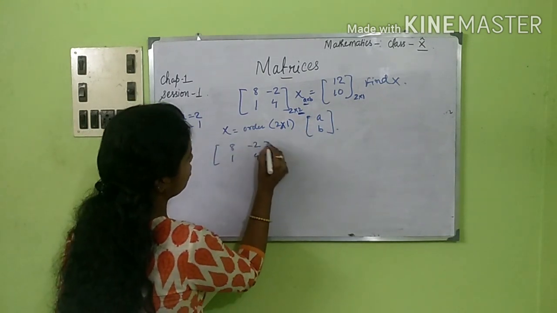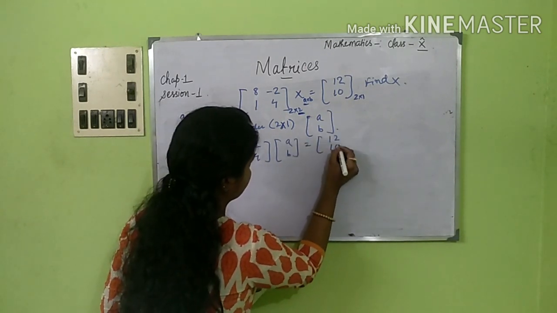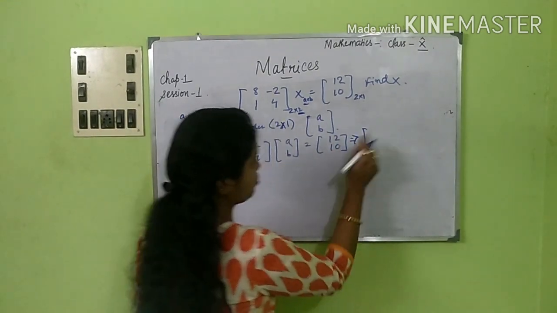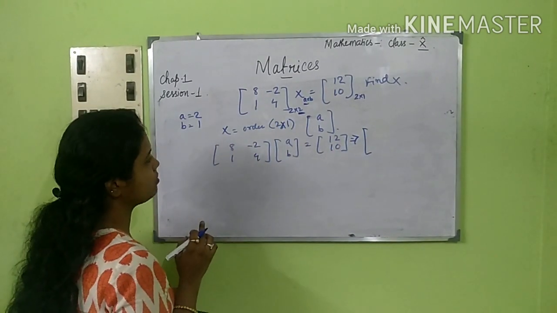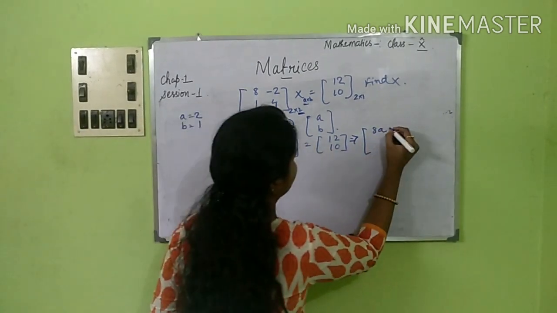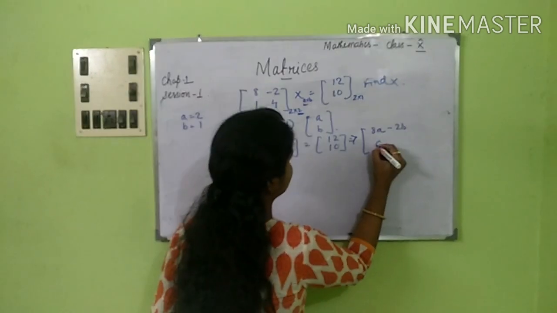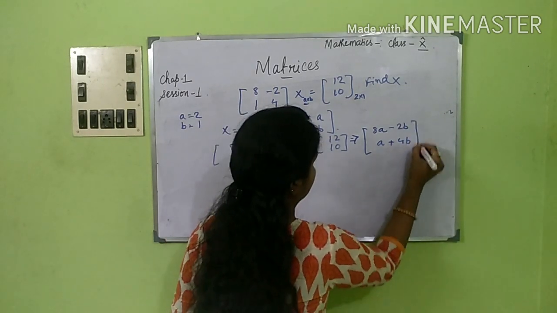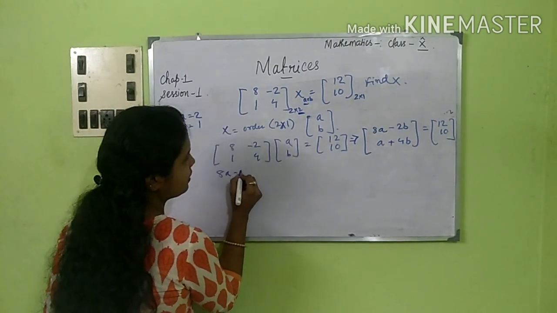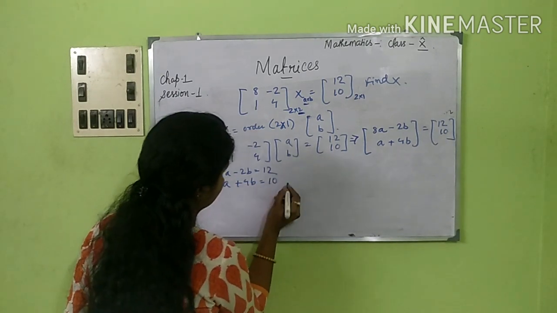This is 1, 4 multiplied with AB. That is equal to 12, 10. Now see what you are getting. You are going to have, if I can finish doing here, a lot of space is there for calculation. 8A minus 2B, that is plus minus minus. Again, 1 into A, that is A plus 4B. That is equal to 12, 10. So that means 8A minus 2B is equal to 12. A plus 4B equal to 10.